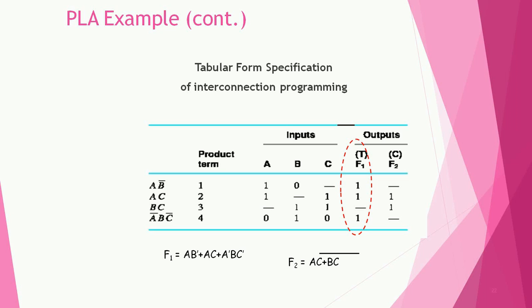That's why in front of the first, second and the last product term, in the column of F1, I have written 1 1 1, but BC is absent in the expression of F1, that's why it is a dash. So this is how we obtain the expression of F1, but that is in true form, so as it is. Now you will observe F2, which is also AC plus BC, and then complemented.